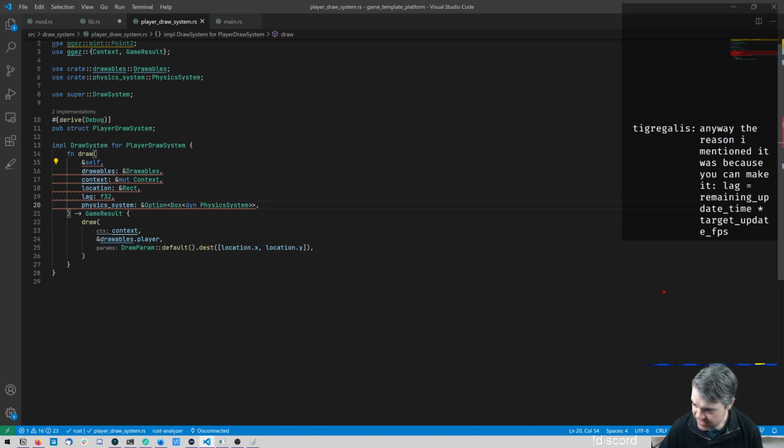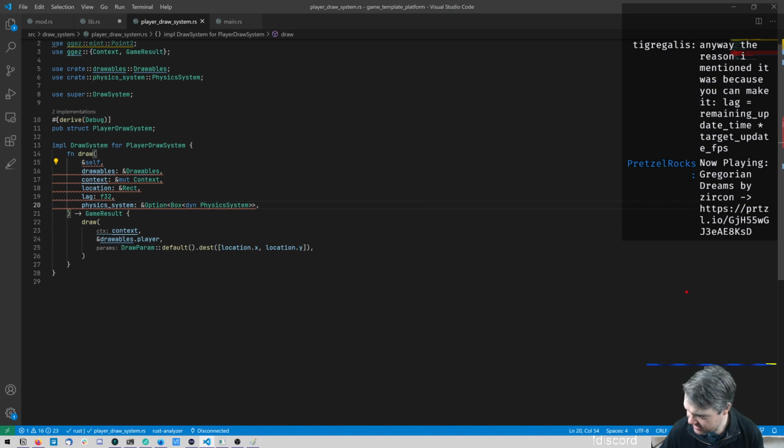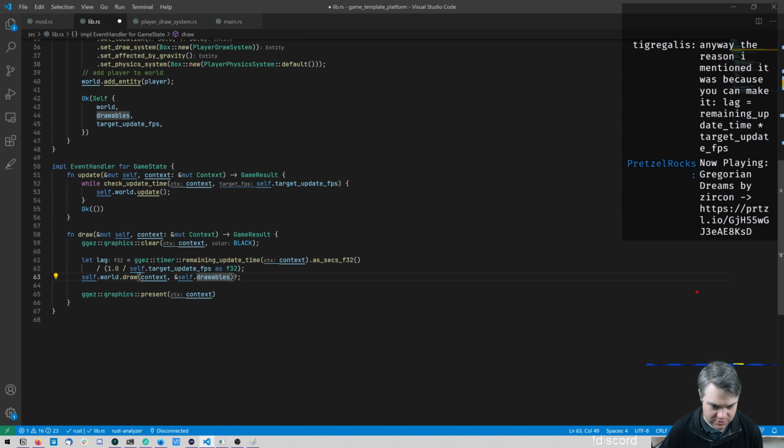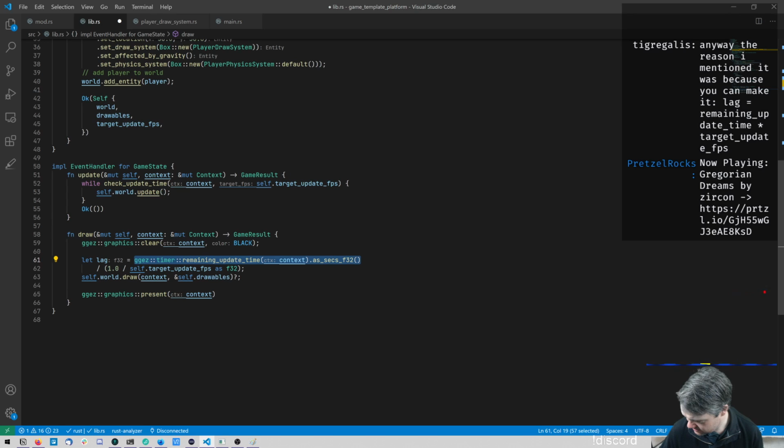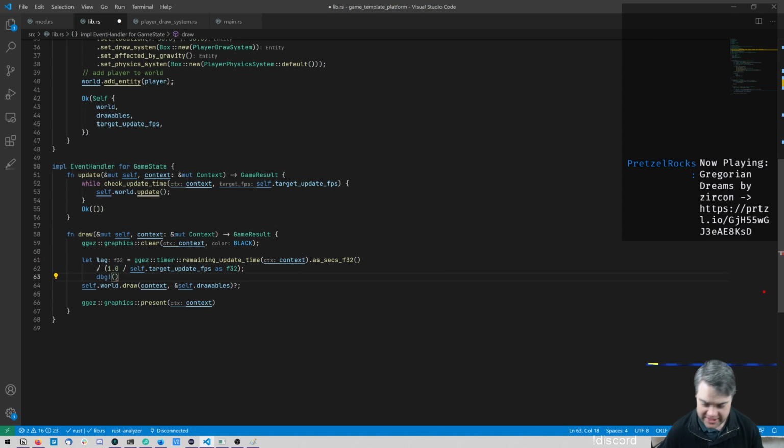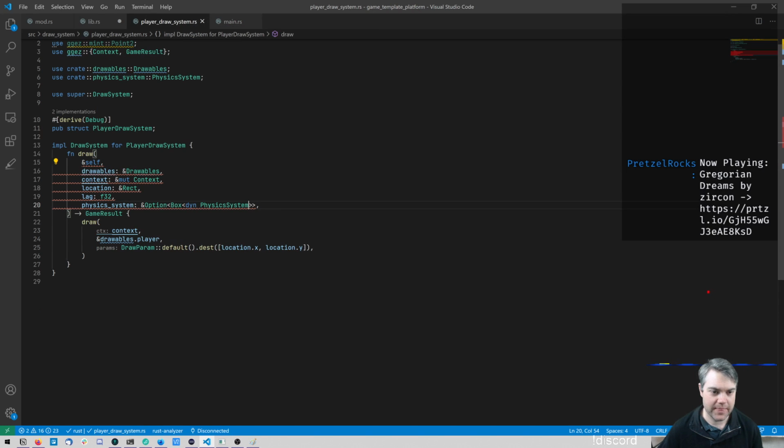Anyway, the reason you mention it is because you can make lag equals remaining update time times, ooh, let's try that. Lag equals remaining update time. Convert into seconds, times target update FPS. Wait, really? Hold on, let's try that. Oh, wait, it's not gonna work because I ruined this. Take you and comment you out, and you'll be happy again.